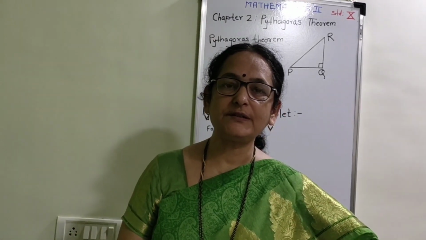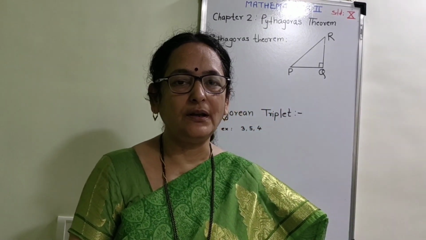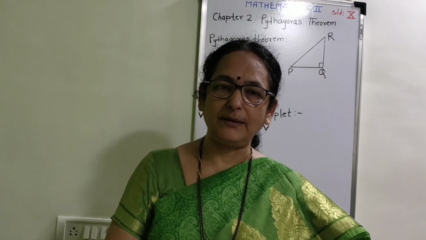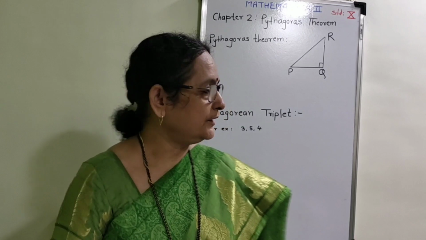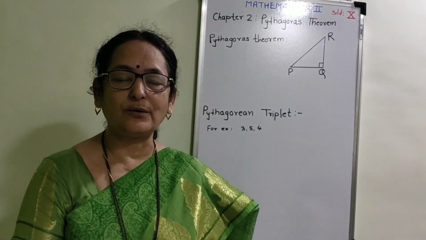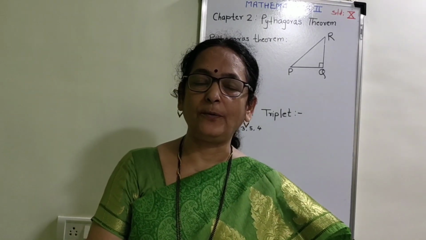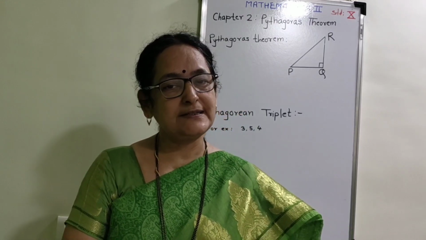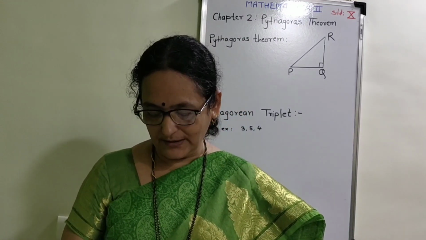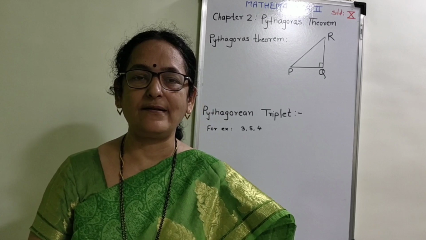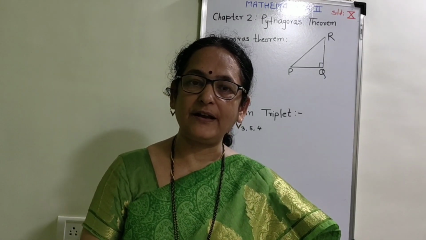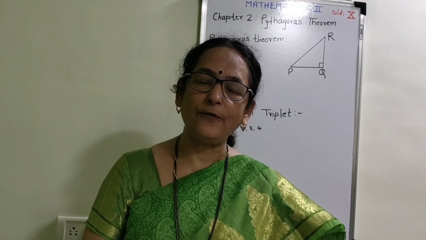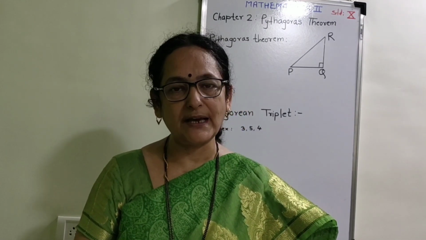Welcome dear students. Today we are going to learn our second chapter from Mathematics 2, which is Pythagoras theorem. Now here first of all we are going to learn the statement of Pythagoras theorem. In 7th standard you have studied the statement of Pythagoras theorem that in a right angle triangle the hypotenuse square is equal to the sum of squares of remaining two sides.